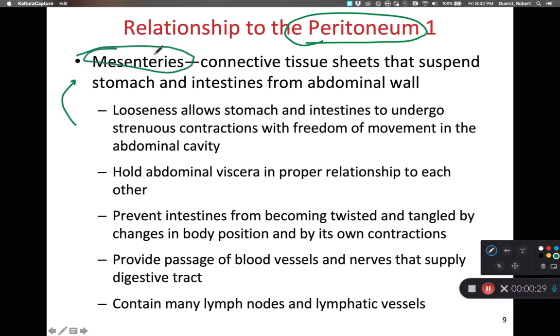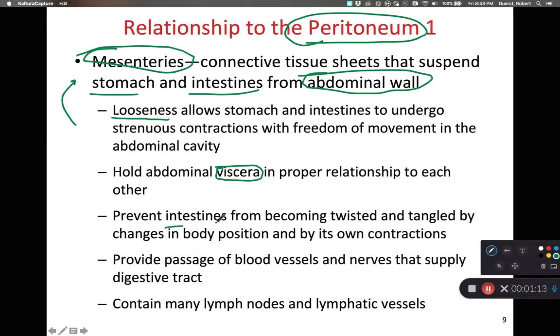And a mesentery is just a sheet of connective tissue that helps to suspend the stomach and the intestines from the abdominal pelvic wall. The mesenteries themselves are loose, and this allows our intestines to have lots of movement, lots of contractions within our abdominal pelvic cavity, but will keep the abdominal viscera, and when we say viscera, think organ, in the proper relationship to each other, so that we never have the stomach on the inferior margin of the abdominal cavity, or the descending colon and the ascending colon twisting back and forth, spiraling around each other. Those would just be really bad things that we could have happen.